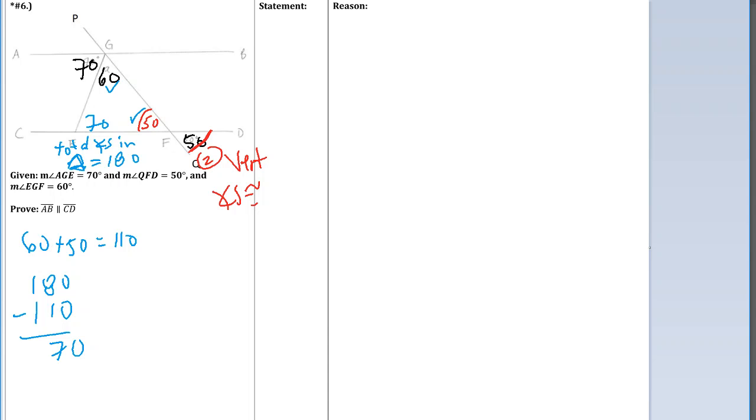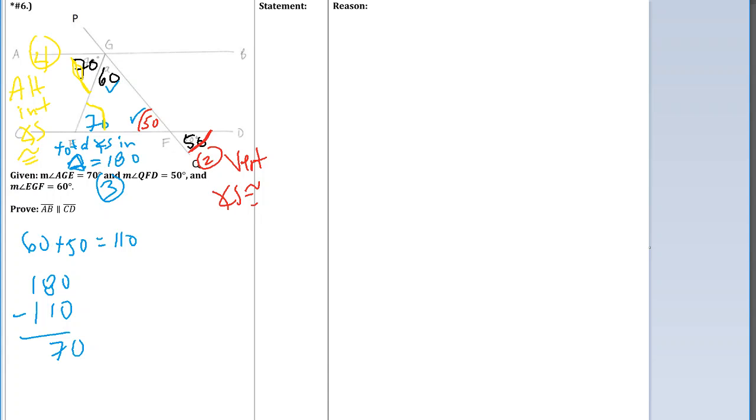Then what we should be able to see is that we have alternate interior angles here and here, and they are congruent to each other. They're both 70 degrees. So we have lines parallel because alternate interior angles are congruent. So this was going to be our statement 3 and reason 3, and then we have our statement 4 and our reason 4 right here.